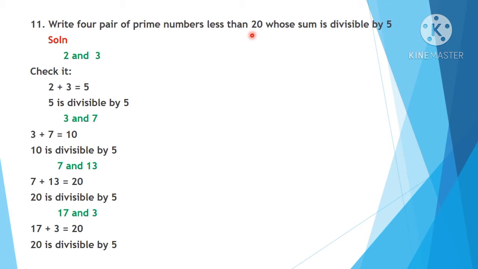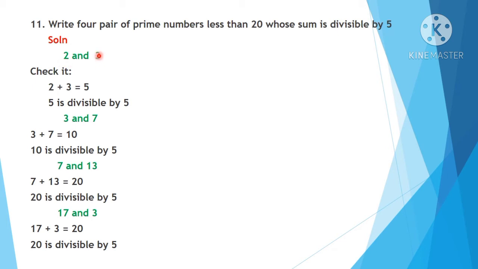Okay, so let's see the first pair. The first pair I have taken is 2 and 3. 2 is a prime number and 3 is also a prime number. Now check it. 2 plus 3, what is the answer you are getting? 5. So 5 is divisible by 5, right? 5 divided by 5, you are getting the remainder as 0. So the answer is correct. So 2 and 3 are the first pair.